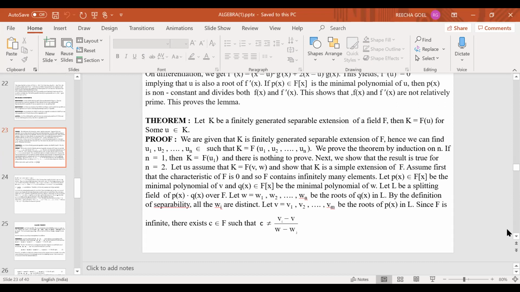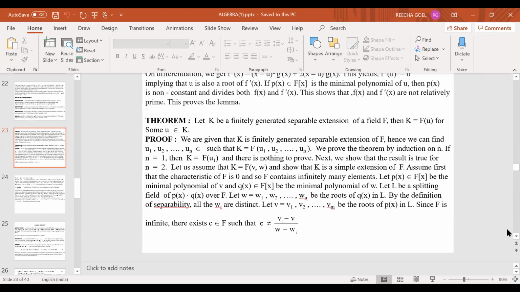So let p(x) in F[x] be the minimal polynomial of v and q(x) be the minimal polynomial of w. It is not necessary that the same polynomial should be the minimal polynomial for both v and w. Sorry, for v it is p(x), and for w it is q(x). Now because v and w are separable elements, these polynomials p(x) and q(x) have all distinct roots.